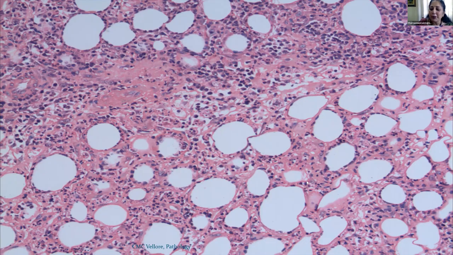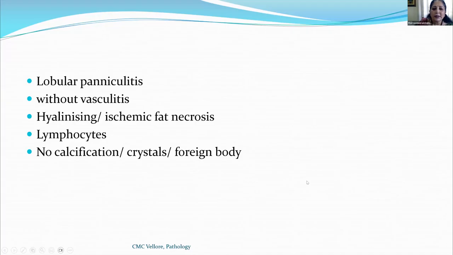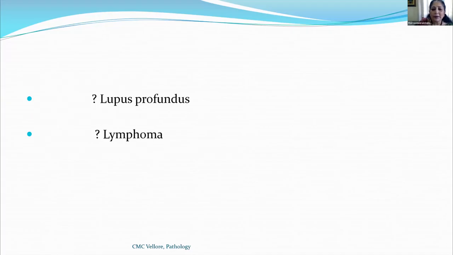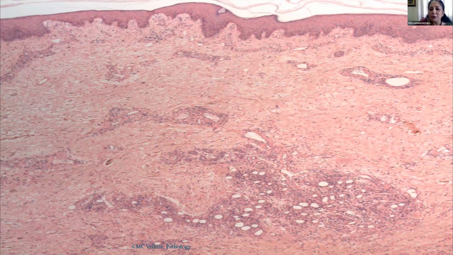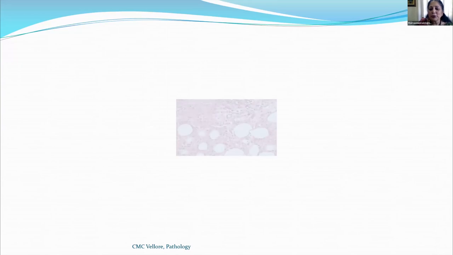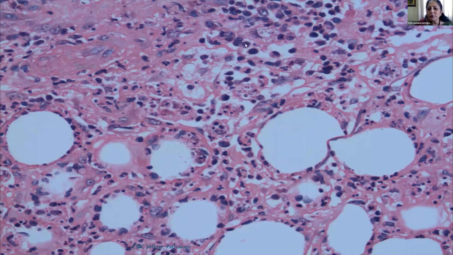Let's see under higher power what it looks like. So when you have lymphocytes, I've got another higher picture I'll show you. When you have lymphocytes, you usually think of lupus and lymphomas. In lupus, you should usually have an interface change with dermal mucin deposits, thickening of basement membrane, none of which is present. So you go back and see under higher power, you've got lymphocytes.